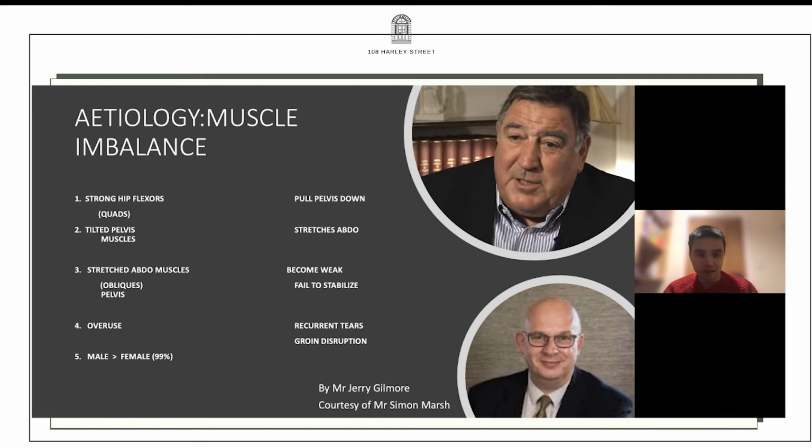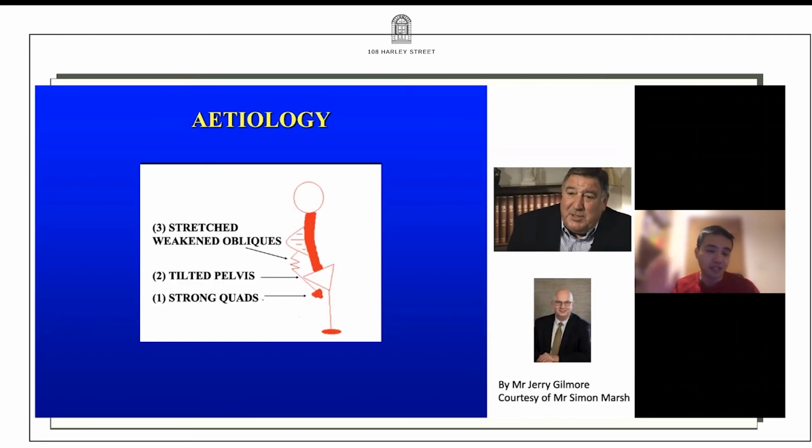And then on the next photo, it will be a bit easier to understand, as it is a diagram that is again from Mr. Gilmore's slides. Here, you can see that he's talking about a very strong quadricep muscle pulling the pelvis downward. Therefore, we're stretching this oblique muscle and causing the tear within the muscle. Now, this is the observation from Mr. Gilmore 30, 40 years back, and I think this is a great connection from Gilmore's groin to osteitis pubis, as well as adductor tendinosis and adductor tendinopathy.